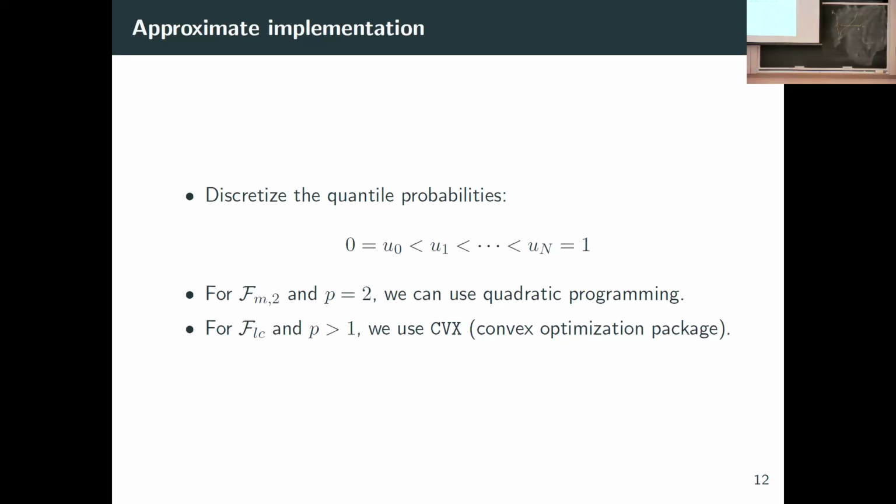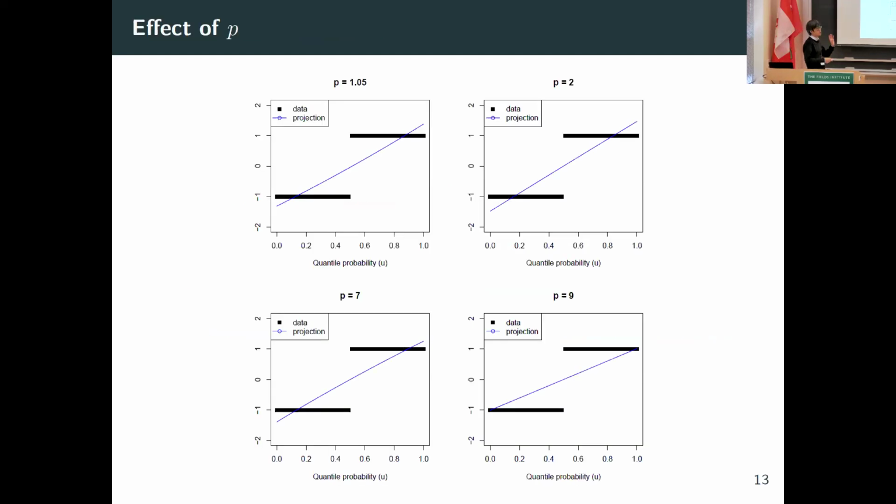And for the monotone case, I can actually do quadratic programming, because the constraint can be regarded as a bunch of linear inequality constraints. In the log concave case, it is more complicated because I have the second derivative and so on. But I can still use any off-the-shelf convex optimization package. Okay, so here I'll show you a few things.